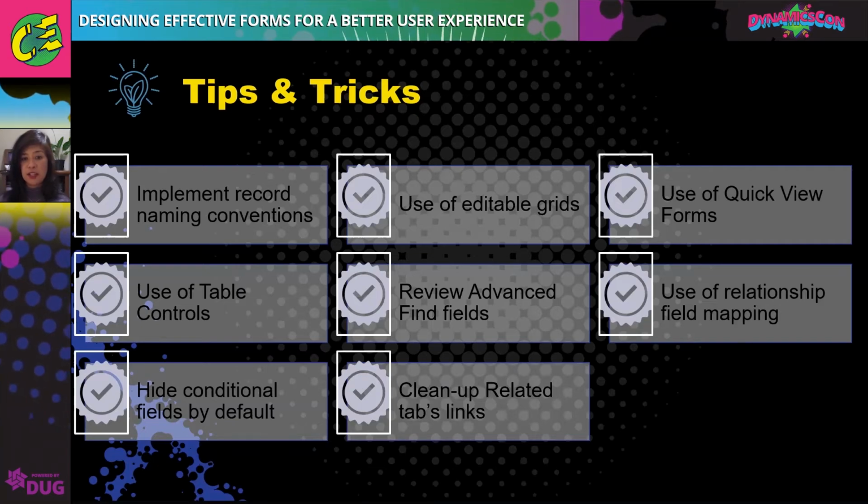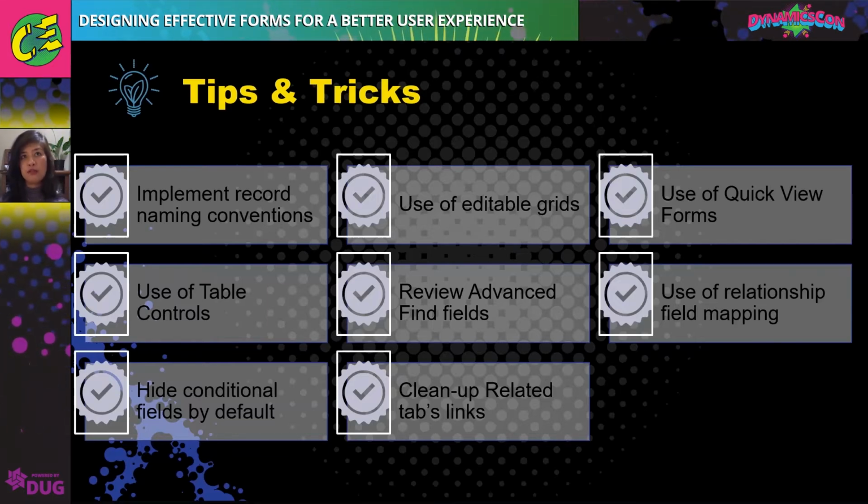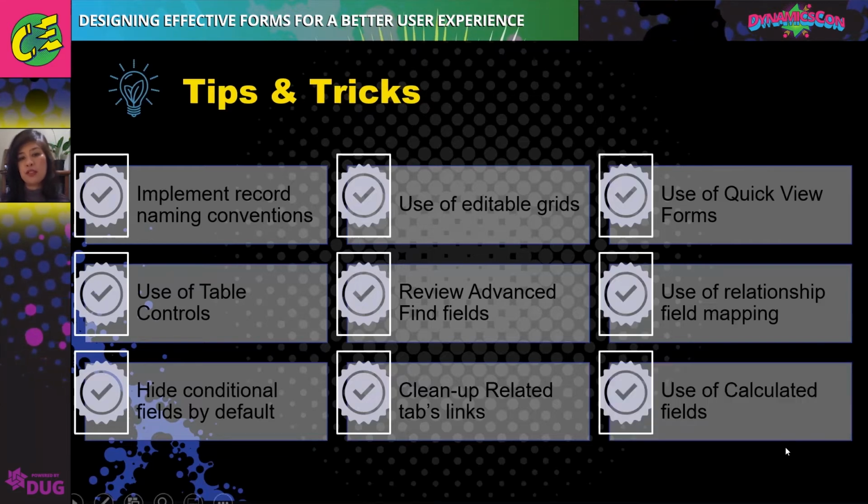Next is cleanup related tabs links. So I'm talking about the related tab on the form. Whenever we create a relationship, it gets added to that related tab. So it's a good idea to sort that and make sure that you put the most important type of record at the top and remove the ones that you won't be needing.